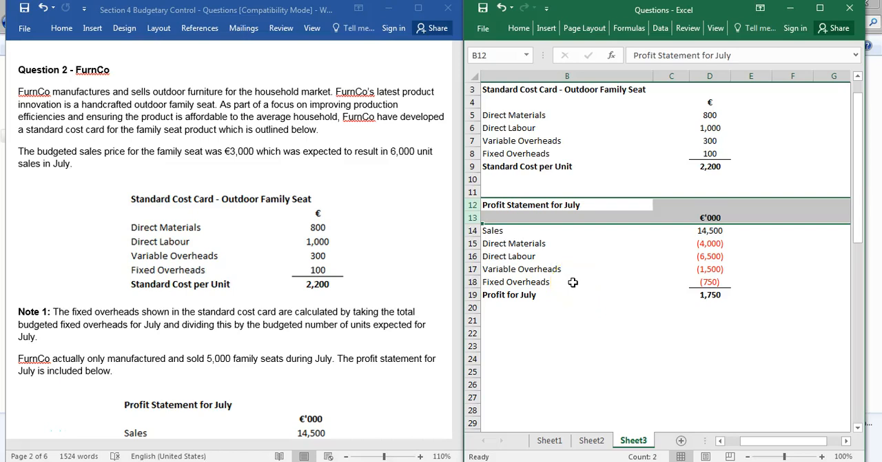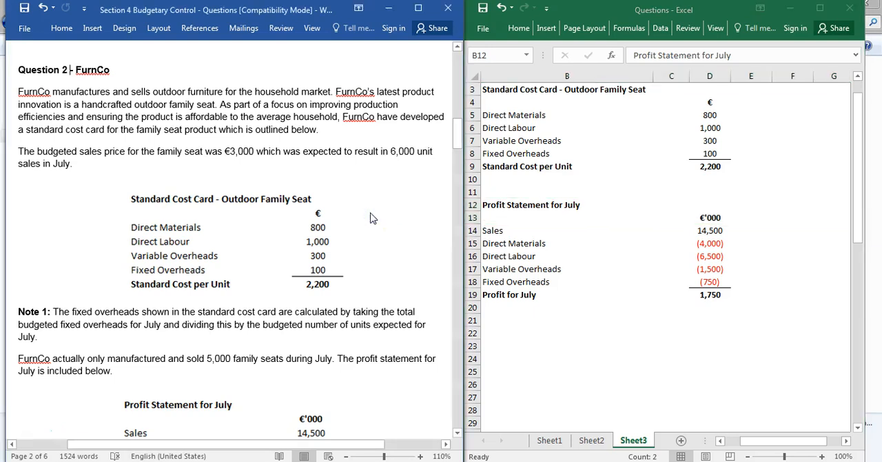This screencast is looking at the FurnCo question, focused particularly on preparing a flexible budget and then also interpreting that in terms of performance measurement. So again, I hope you've read through the question, and at least maybe attempted the first or second part of it. If not, make sure you do read through the question.